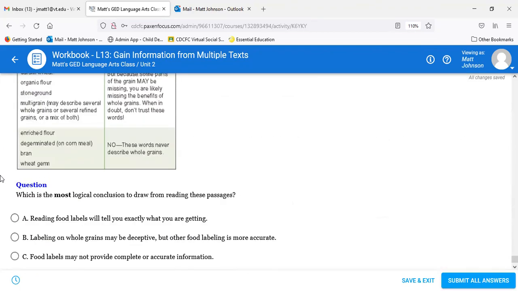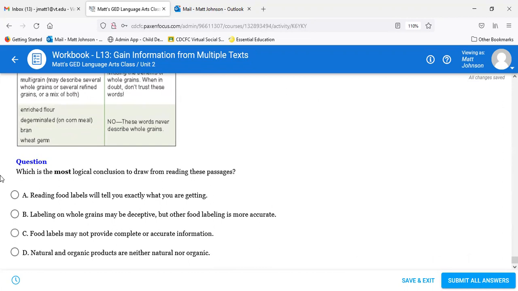And one final question for our workbook today. Let's go to Grace for number 12. Okay. Which is the most logical conclusion to draw from reading this passage? A, reading food labels will tell you exactly what you are getting. B, labeling on whole grains may be deceptive, but other food labeling is more accurate. C, food labels may not provide complete or accurate information. And D, natural and organic products are neither natural nor organic. C. There you go. Food labels may not provide complete or accurate information.